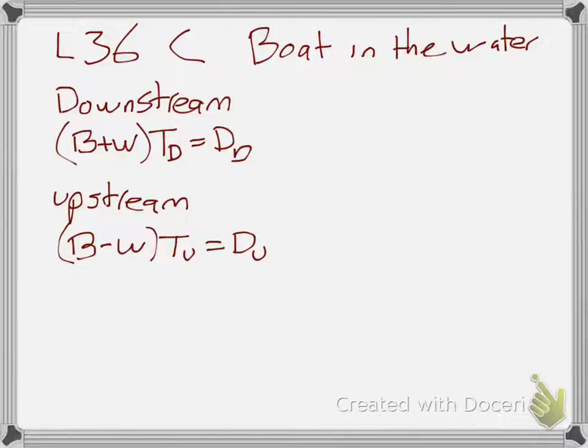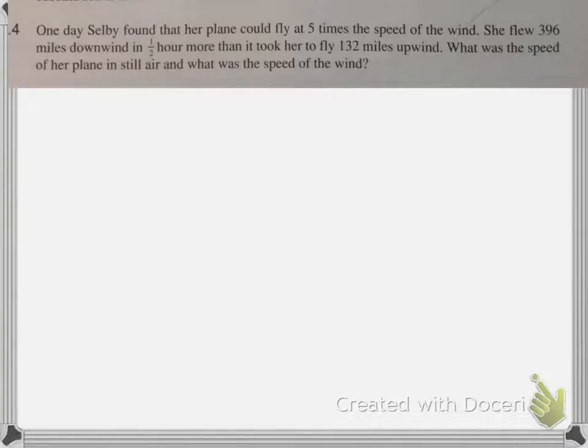Okay? And so what we're going to do in our first problem is not talk about a boat, but talk about an airplane traveling. And so here it is. It says one day, Selby, I don't know why it's not Shelby, but Selby found that her plane could fly at 5 times the speed of the wind. She flew 396 miles downwind in a half hour more than it took her to fly 132 miles upwind. What was the speed of her plane in the still air? So basically, what would it be the speed of her plane? And what is the speed of the wind?